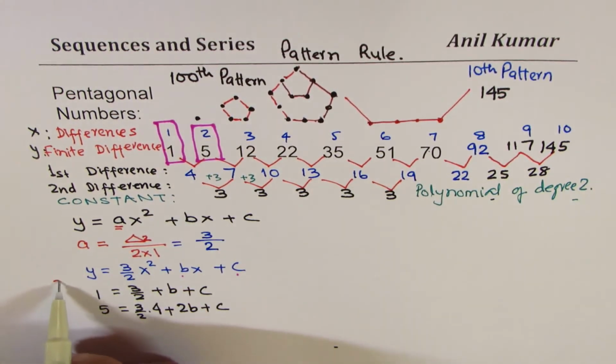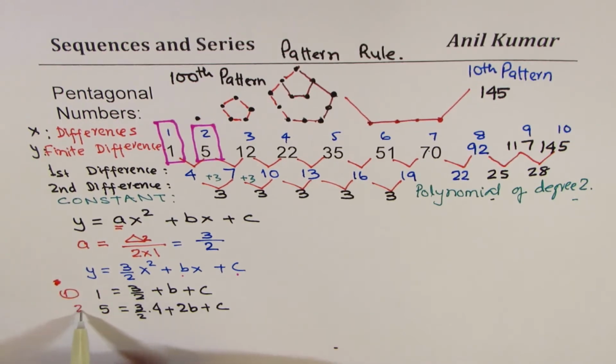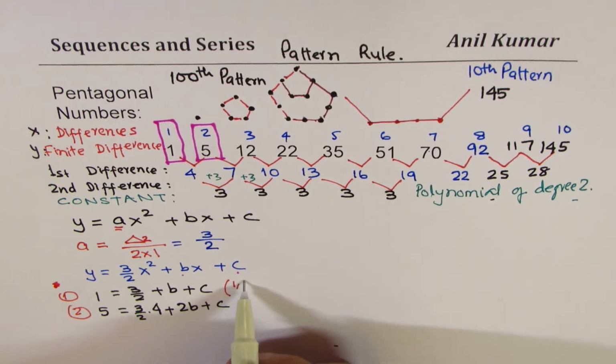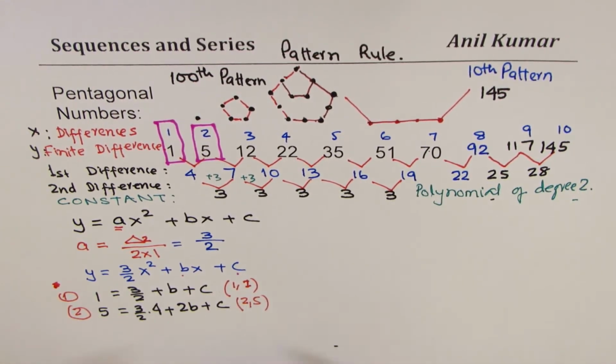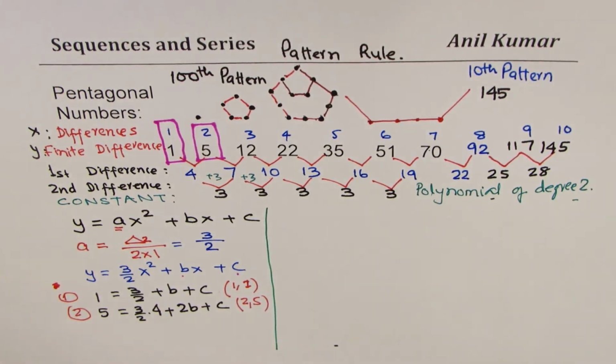We'll call this equation 1 and this equation 2. In this equation, for x we placed 1 and for y we placed 1, right? And here for x we placed 2 and for y we placed 5. And we got our equations, correct? Now from these equations, we can actually find the values for b and c.